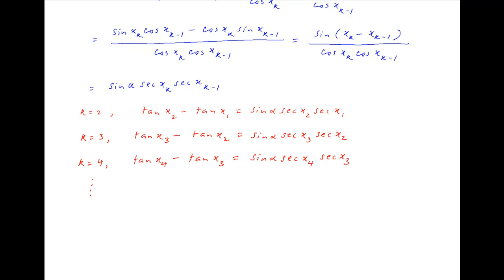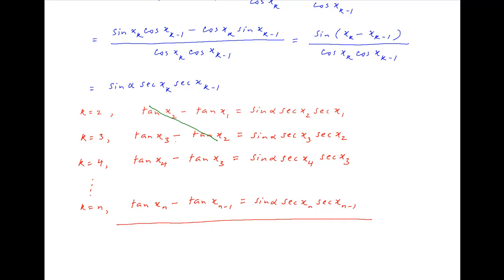And we keep doing this till k is equal to n, at which point the left hand side is tan of xn minus tan of x(n-1). The right hand side is sine alpha times sec of xn times sec of x(n-1). Now we add up all of these results. Tan x2 cancels with the tan x2 in the row below it. Similarly for tan x3 and so on.